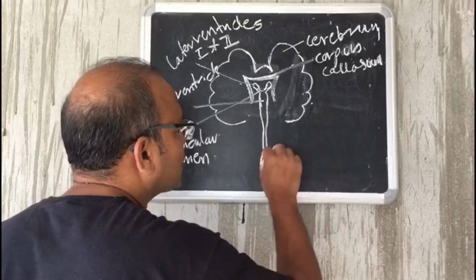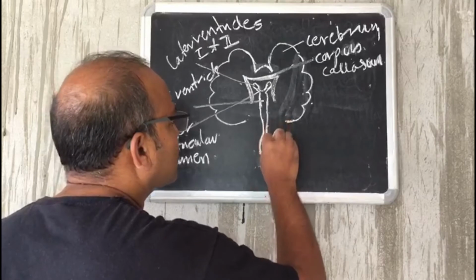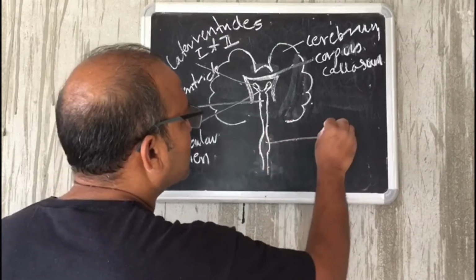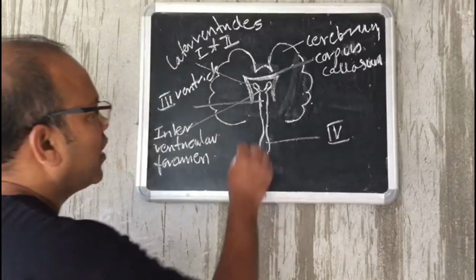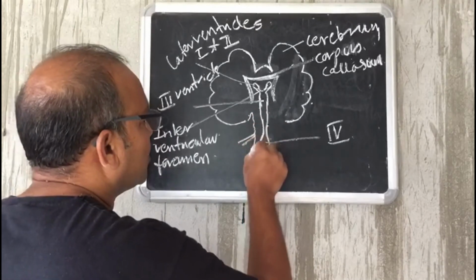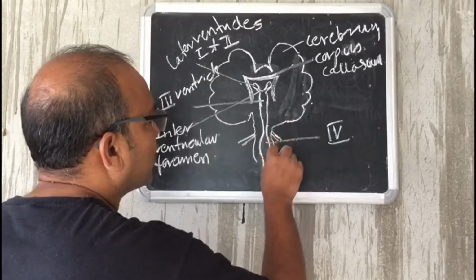Now this 3rd ventricle further extends down and forms another space here, which forms the 4th ventricle. At this particular region, we have the peduncle of the cerebrum like this.